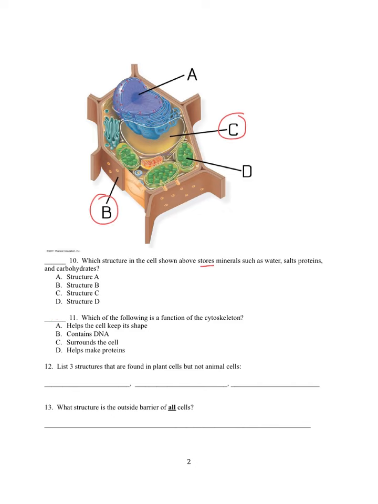Number 12 says, list 3 structures that are found in plant cells but not animal cells. So if you look at the cell above, notice that this is in fact a plant cell. So we can go through which structures are found in plants but not in animals. It's important to remember that plants have a large central vacuole. Animals usually have vacuoles that are small, and they have many of them rather than one large vacuole.